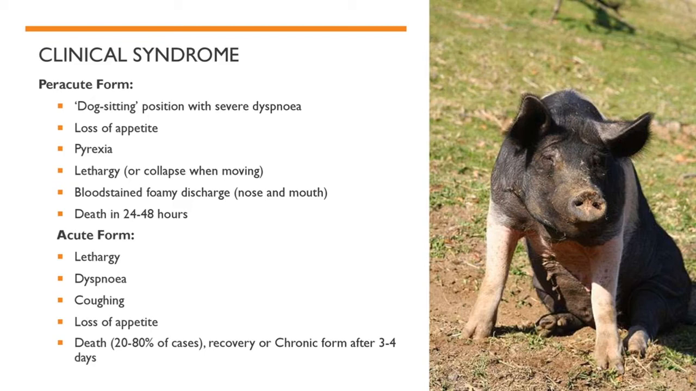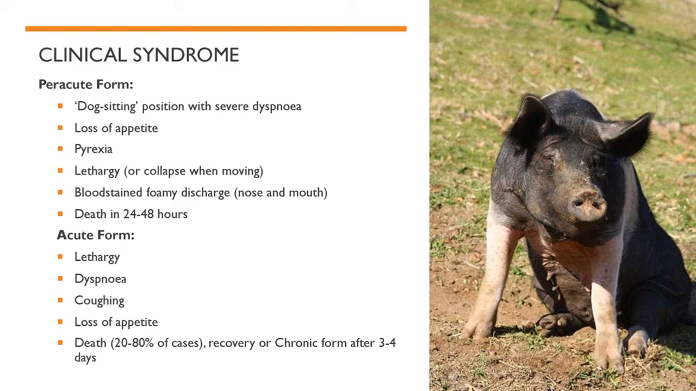Three forms of the condition exist. In the peracute form, clinical signs include dog-sitting position, severe dyspnea, loss of appetite, pyrexia, lethargy or collapse when moving, and blood-stained discharge from the nose and mouth. Pigs with this form of the infection will die within 24 to 48 hours from endotoxic shock.